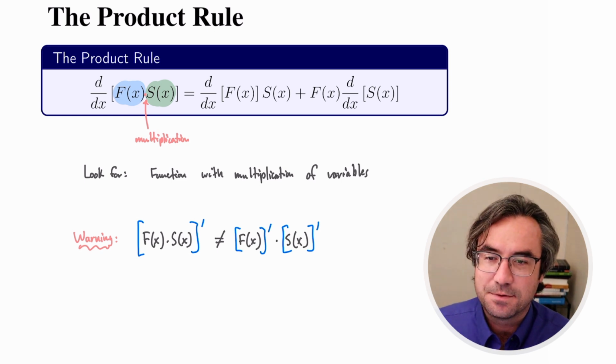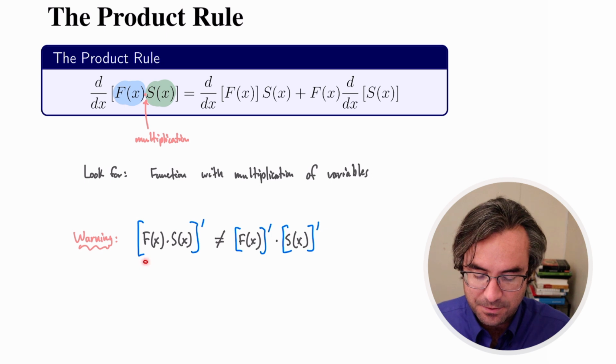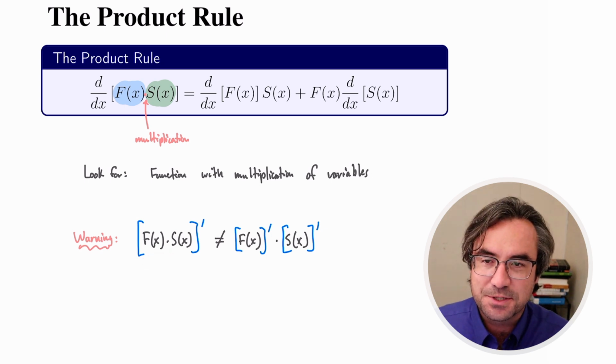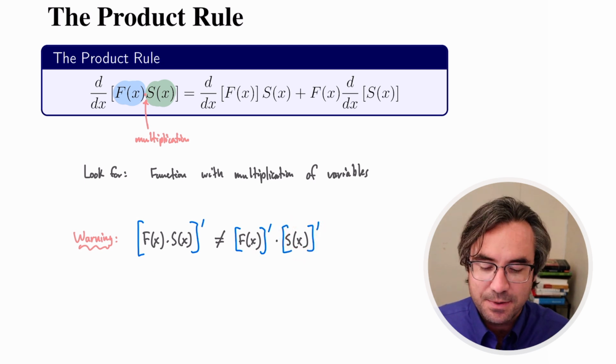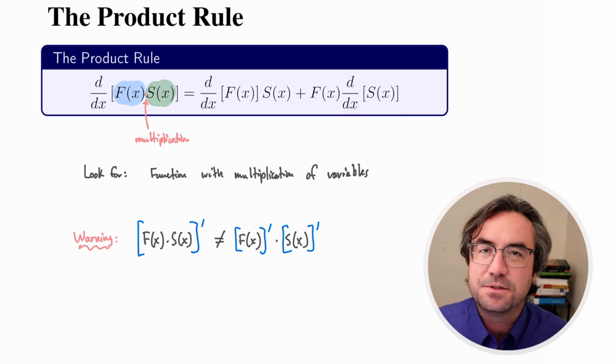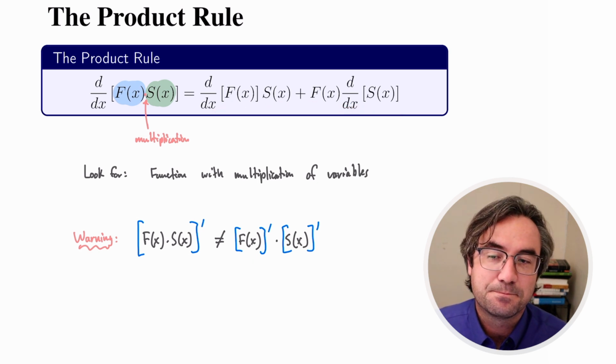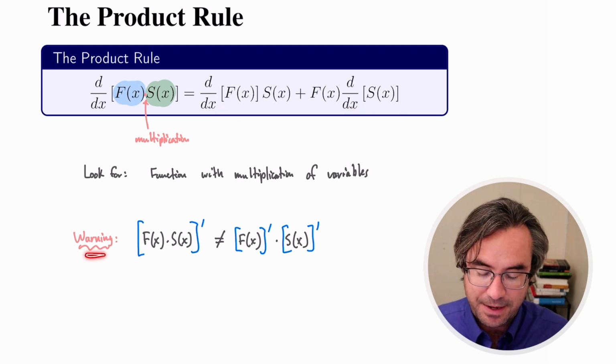It's not equal. So when we have a product of variable terms, it's not just the derivative of the first term times the derivative of the second term. It's this more involved rule. All right, so we want to be careful of that.